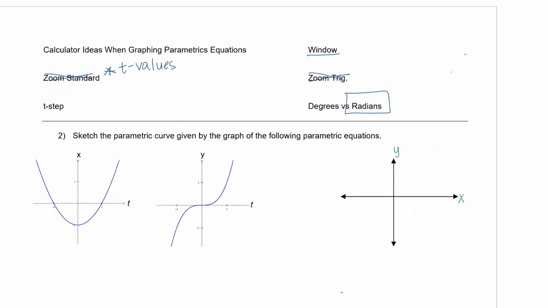Okay, here's a question that does not involve the calculator at all, and really the calculator doesn't help you with this one. It's sketch the parametric curve given by the graph of the following parametric equations. So instead of me giving you the equation for x and the equation for y, I'm giving you the visual for x and y according to t. And then again, it's important to note that we're graphing this on a Cartesian plane where x is my horizontal axis, y is my vertical axis.